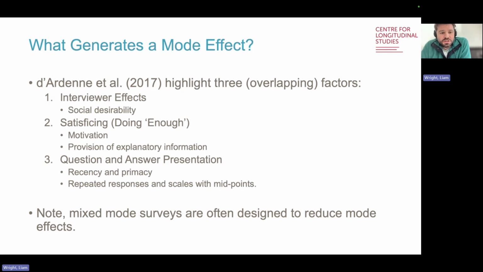Second is satisficing. People usually don't put the maximum amount of effort into responding to a survey item to give as accurate an answer as possible. They might do just enough to give a reasonably suitable answer. Motivation might differ between modes. This again is related to interviewer effects. If there's an interviewer there, they might be more motivated than if they're just doing an anonymous web questionnaire. And also there might be the availability of explanatory information that helps people answer a question properly. And again, an interviewer can help with that by explaining questions.